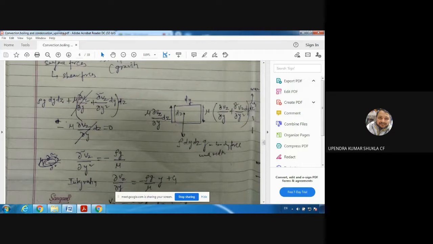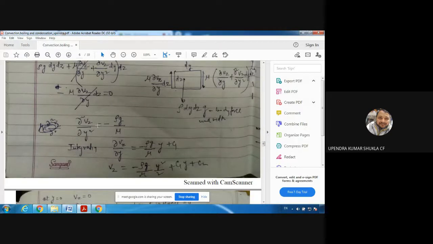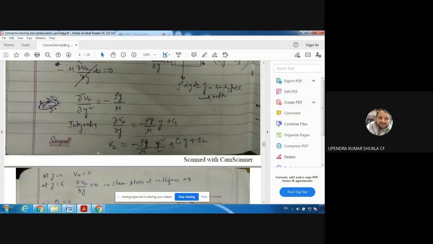So we are making the force balance in the z direction, with downward taken as positive z. So rho dy dz g plus mu del vz over del y plus del 2 vz over del y square dy dz, minus the shear force on the other face, mu del vz over del y dz, is equal to 0. Simplifying, we get del 2 vz over del y square is equal to minus rho g by mu. Since this is a second order differential equation, you need to integrate it twice to get the solution.